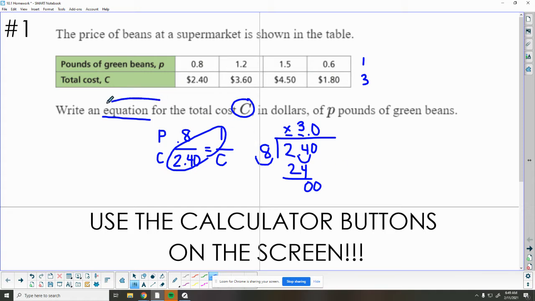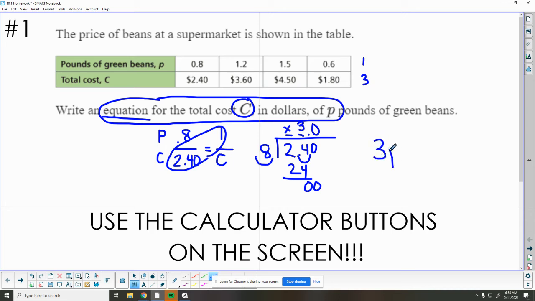Now we want to come back and write an equation using C and P to show how you could find any cost in pounds here. P is what we're looking for here. And I know that it's $3 per pound. So when I do 3 times any amount of pounds of green beans that I buy, that is going to give me my total cost here.